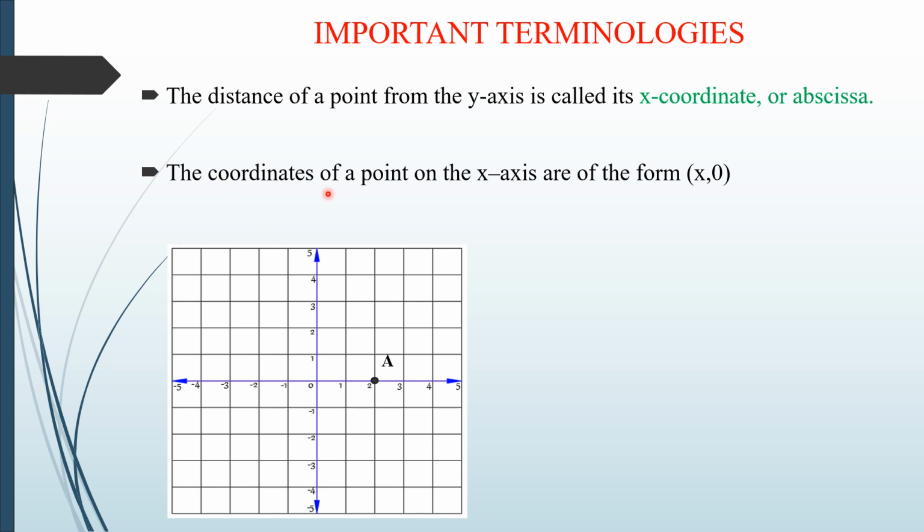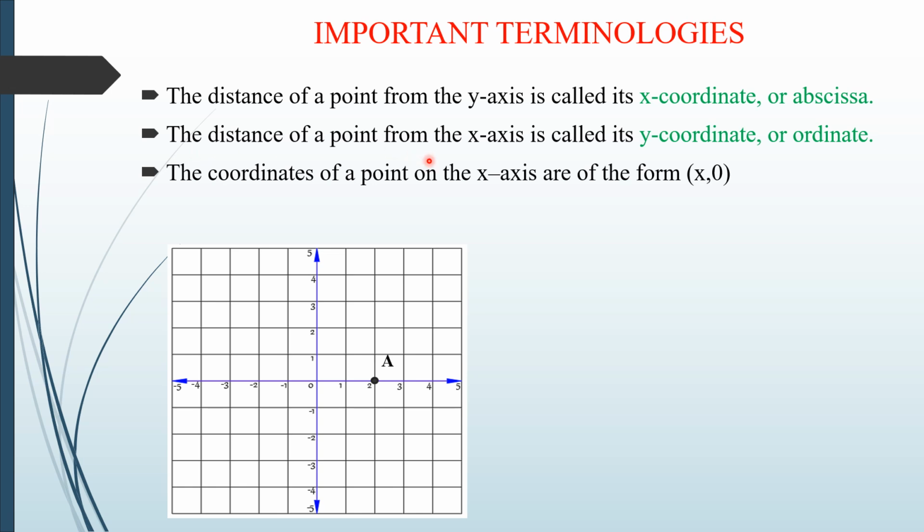Remember, coordinates of a point on the x-axis are always of the form (x, 0). If any point falls on this x-axis, then its y-coordinate will always be 0, because the value of y-coordinate starts from here, that is 0, 1, 2, 3. If any point falls on this axis, its y-coordinate will always be 0, and the value of x will just give the location of this point.